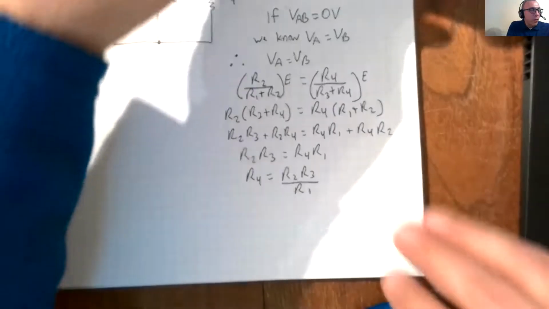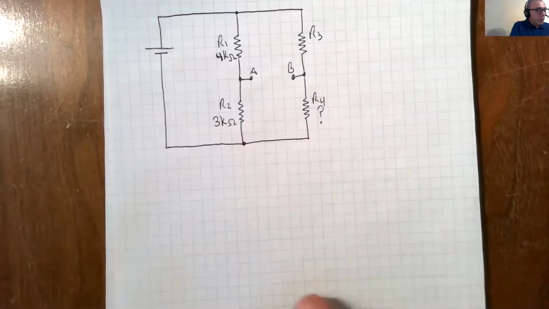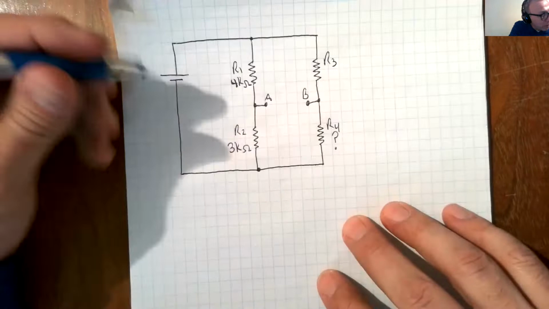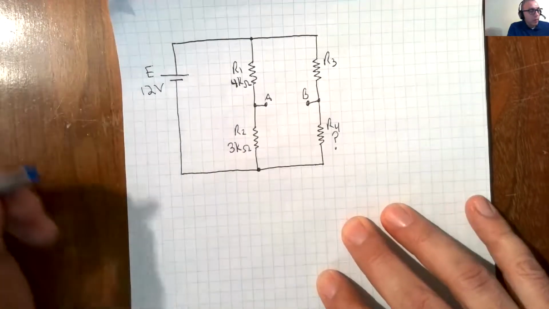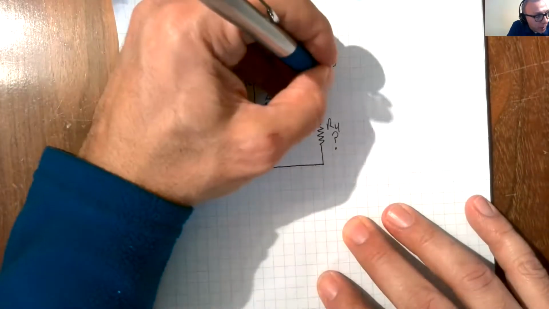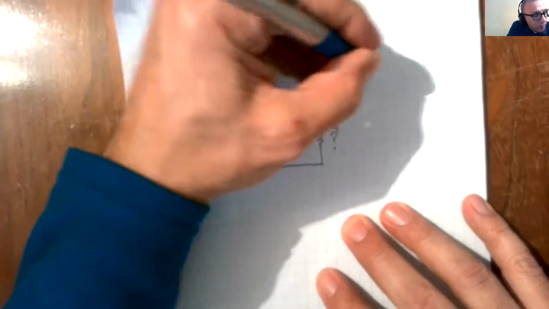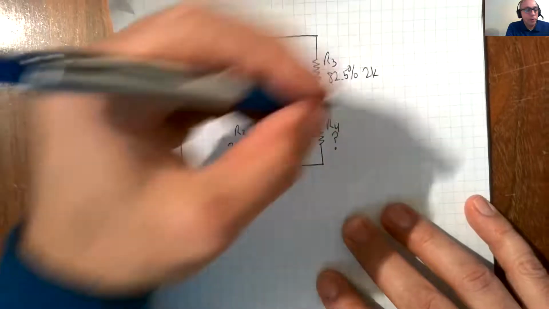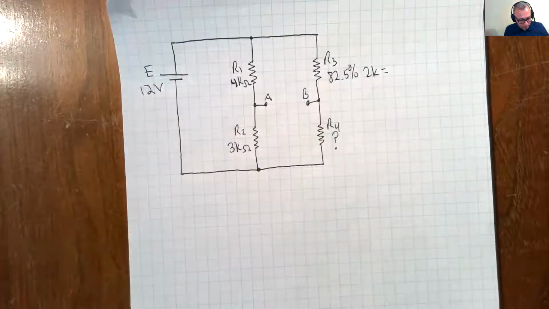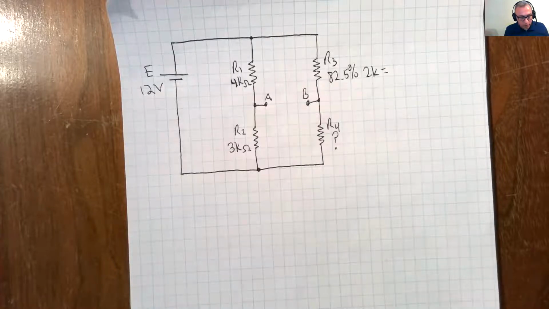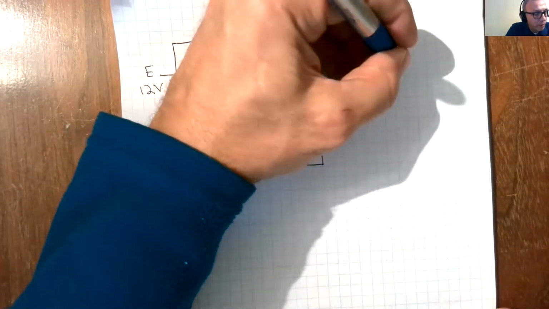All right. So if we bring up the circuit that we just worked on, this is what we have. E is 12 volts here. Now we know R3 is 82.5% of 2K. So that's equal to 0.825 times 2000. That's equal to 1.65K.